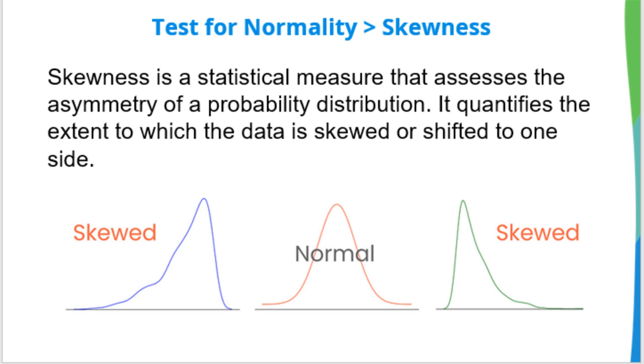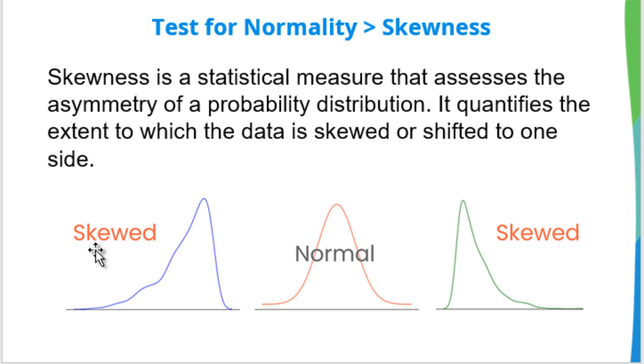So, one of the things we use to check for normality is called skewness. We want to look at how skewed the data is. Is it left skew, right skew, or normal? Skewness is a statistical measure that assesses the asymmetry of a probability distribution. It quantifies the extent to which the data is skewed or shifted to one side.